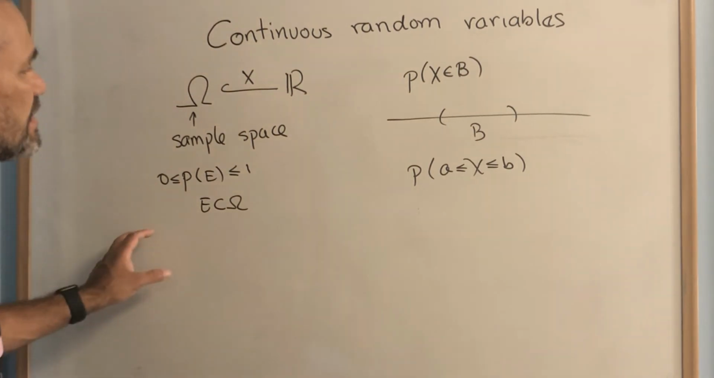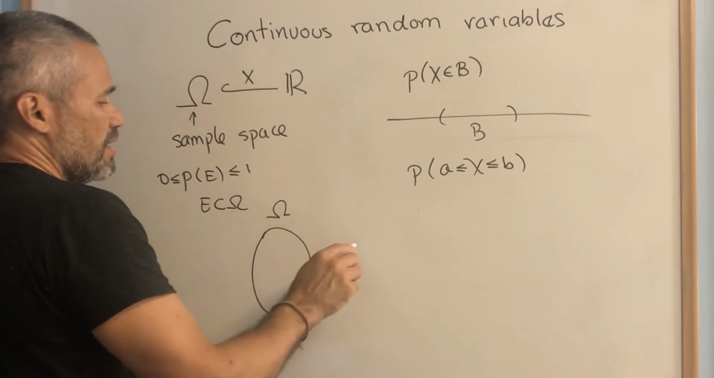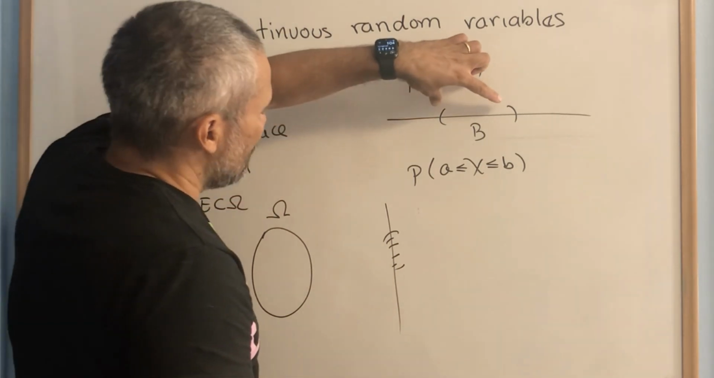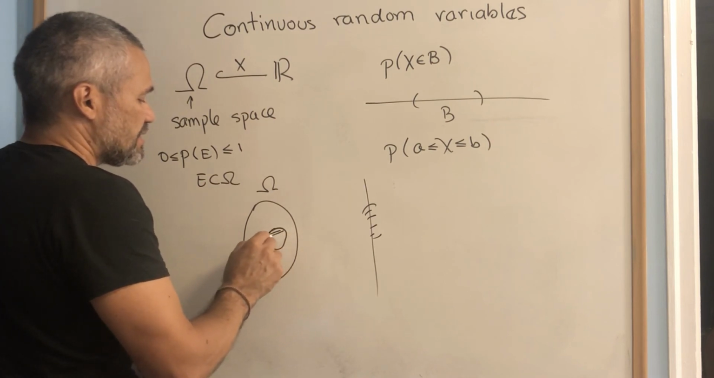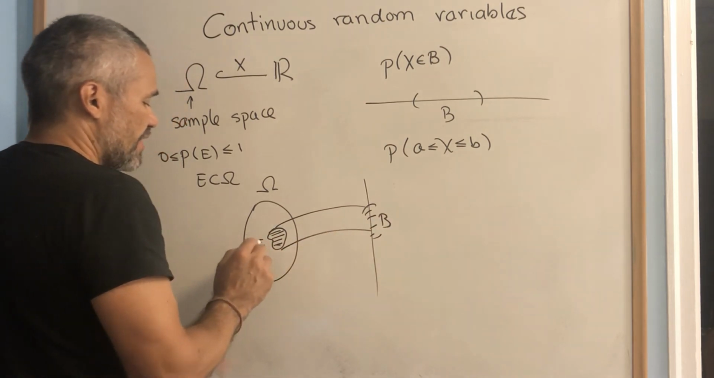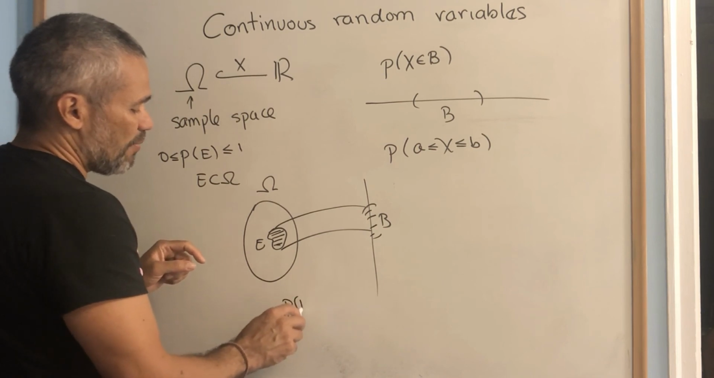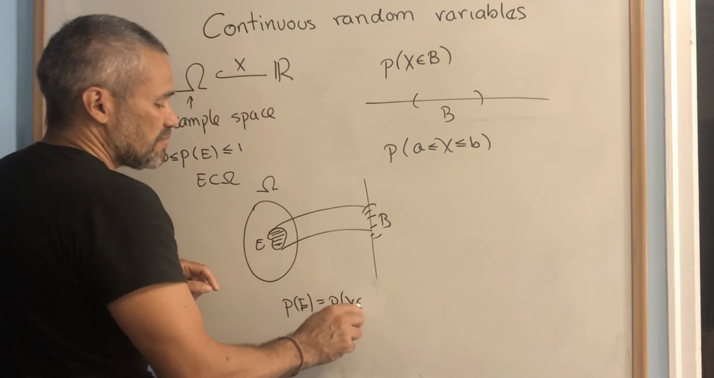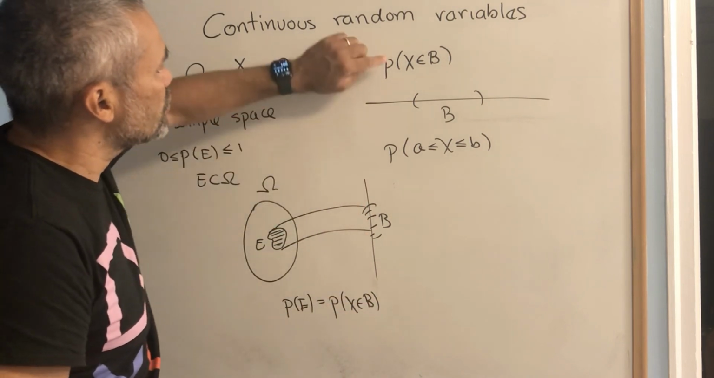Essentially, here is our sample space omega, and here are the real numbers. Then here is the set b. Think about what elements in omega go into b, and this event e is a subset of omega. Then the probability of e is what we define as the probability of x being an element in b. And then we can assign a number to this.